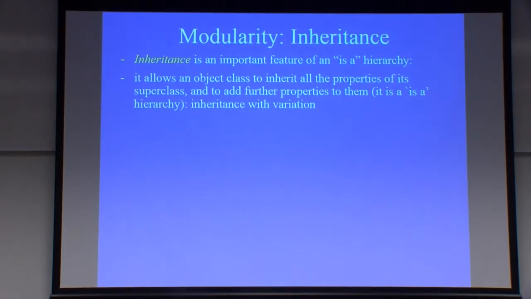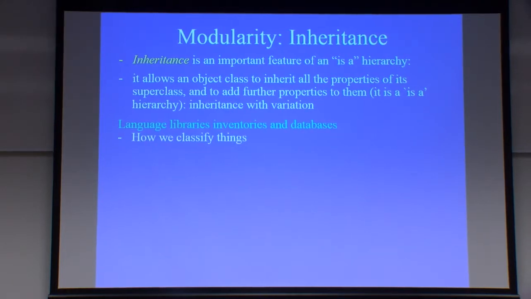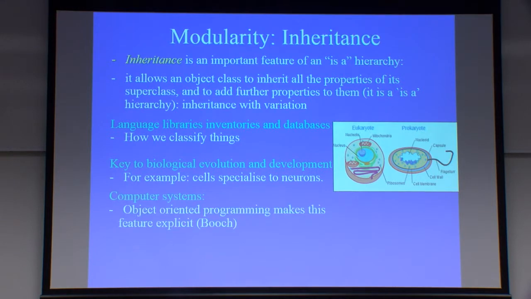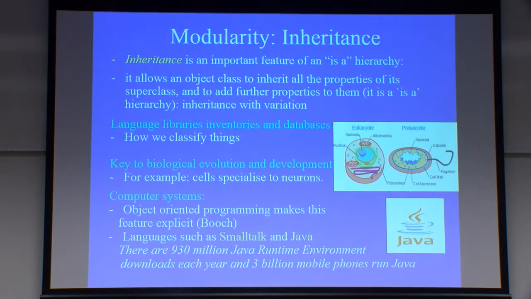So inheritance is an important feature of a hierarchy. It allows an object class to inherit all the properties of its superclass and to add further properties to them. It is a hierarchy, inheritance with variation. And this is how we classify things, it's how biology works, it's how a computer system works. And a lot of my understanding of this came from this wonderful book by Grady Booch about object-oriented programming, which makes this all very explicit.